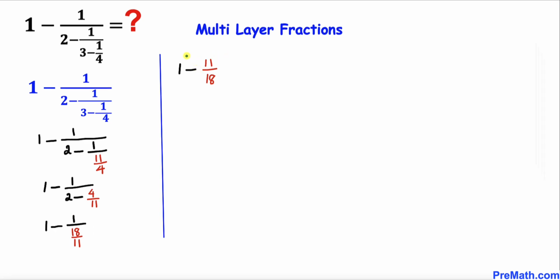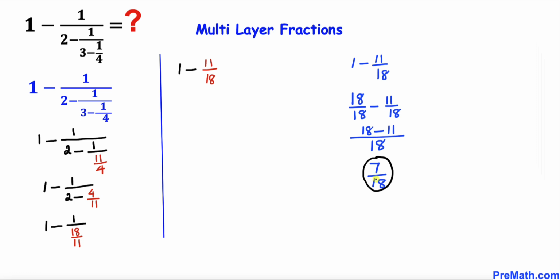Now let's go ahead and simplify this one, which I have copied down. I wrote this 1 as 18 divided by 18, so that we're going to have the same denominator 18. Here this has been simplified to 7 divided by 18. So thus our simplified answer turns out to be 7 divided by 18.